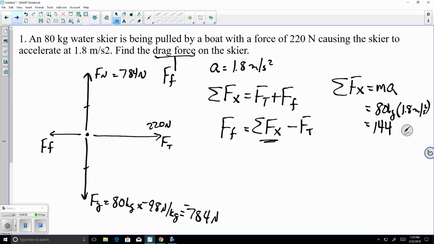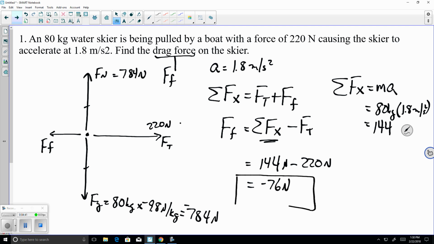So just intuitively, I can look back at this 220 newtons, which is 144 bigger than the force of friction. So I can just subtract that from there and figure out the force of friction. But let's go ahead and plug it into the formula here. And the formula then is 144 newtons minus 220 newtons. And that's going to give us a friction force, or a drag force, of minus 76 newtons. And there is our answer.